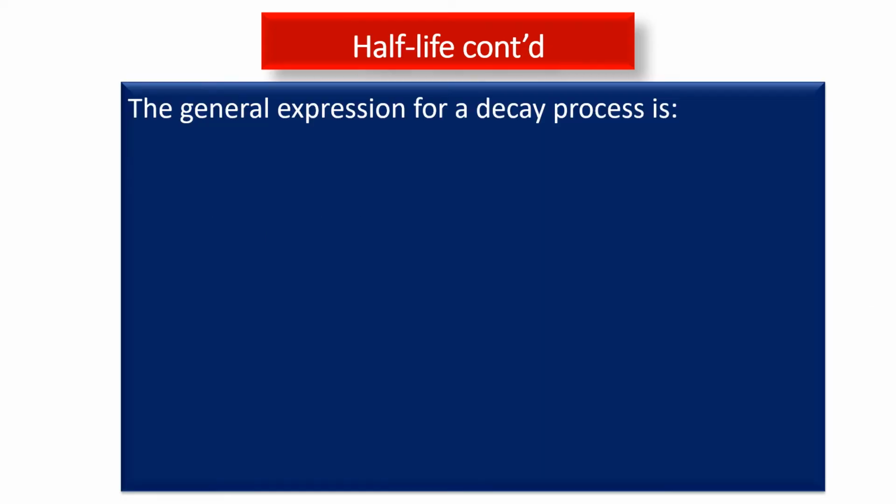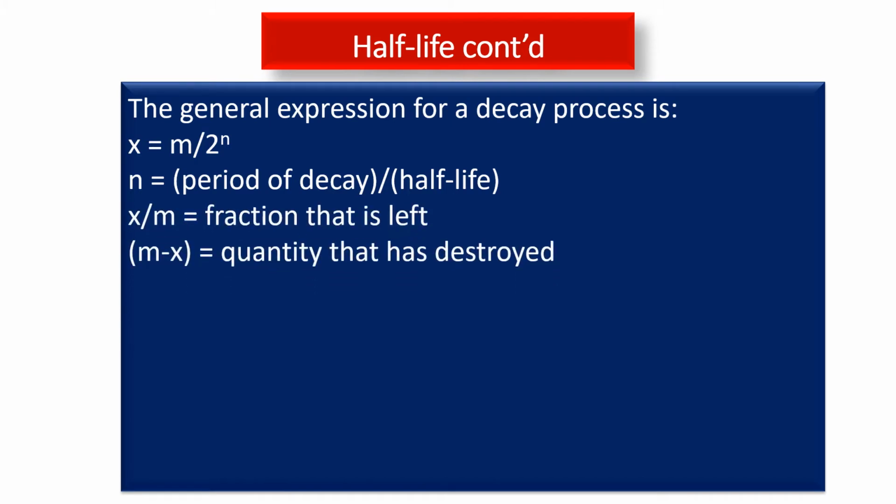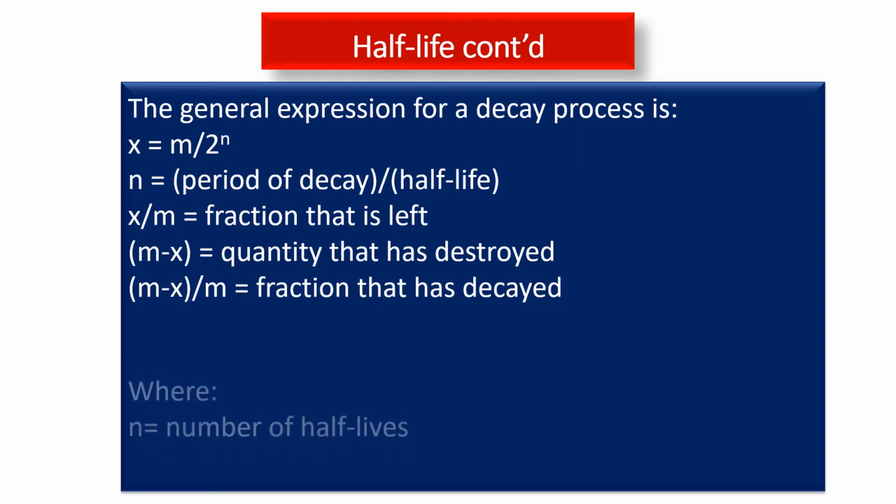How do you calculate half-life? You can calculate it using this formula: x is equal to m over 2 raised to the power n, where n is the period of decay divided by half-life, and x over m is equal to the fraction that is left, while m minus x is the quantity that has decayed. m minus x over m is equal to the fraction that has decayed.